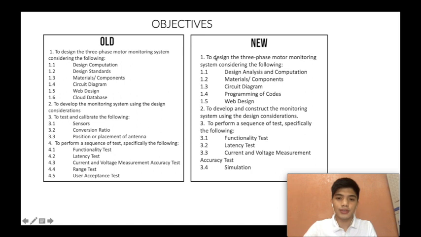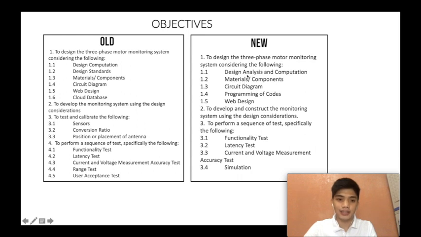The first objective is to design the three-phase motor monitoring system considering the following: the design analysis and computation, the materials and components, circuit diagram, programming of codes, and the web design. Compared to all the objectives, the design standards became number 2, or it's just the same as to develop and construct the monitoring system using design considerations or standards. That's why we removed it, and the design computation became design analysis and computation.